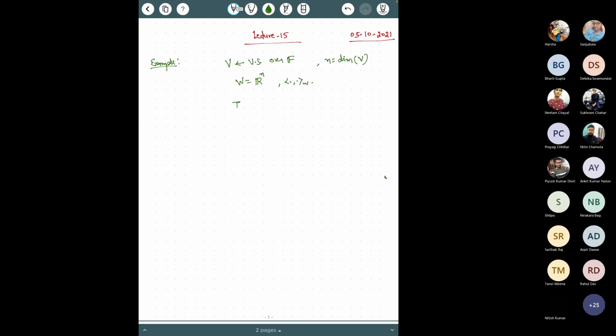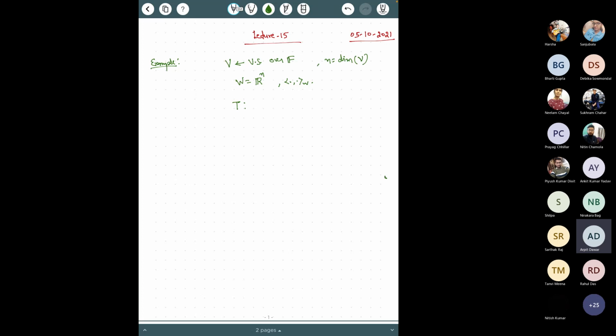Then what would be the linear map T? Since the dimension is n, an isomorphism will exist. Right, so it will be fine. But then you should remember that this V is a vector space over F. I'm not saying over R. So if it is over C, then whatever you are trying to define may not be a linear map.